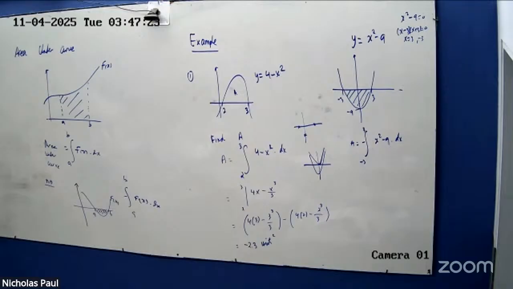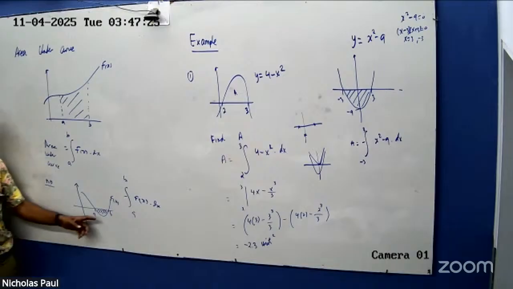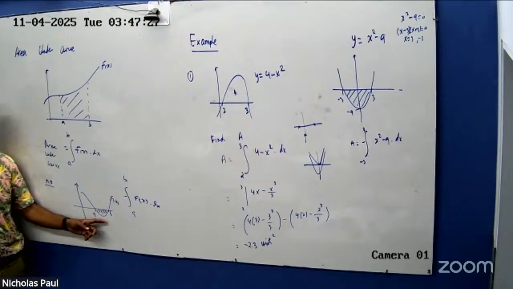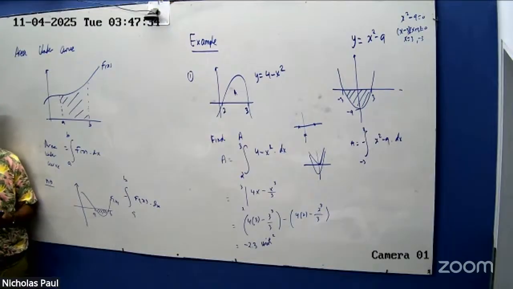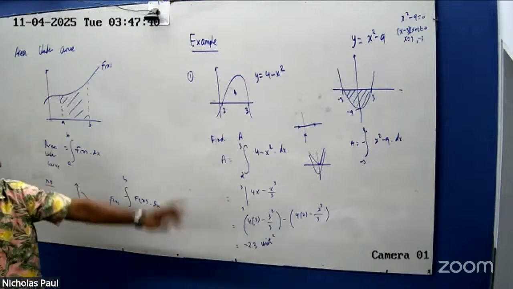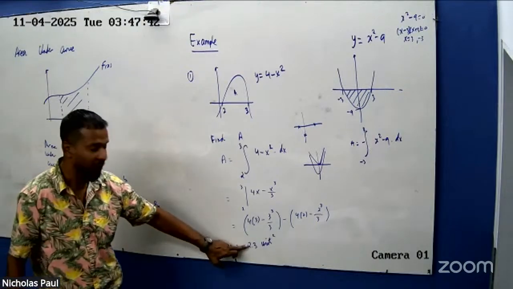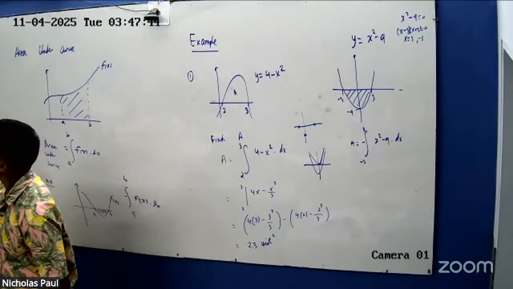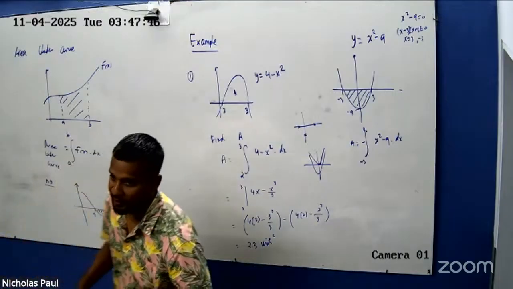Remember I told you, whenever the area is below the x-axis, it's negative. Whenever you do any integral below the x-axis, you'll get a negative answer. But your area is supposed to be positive. That's an error.